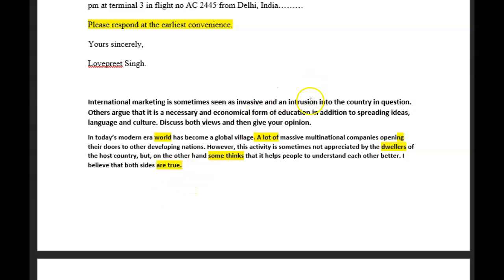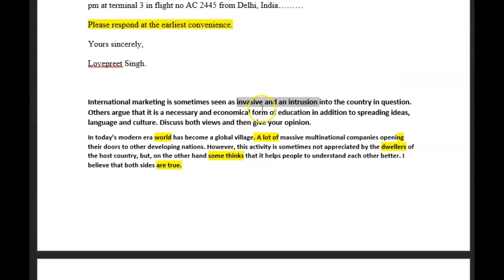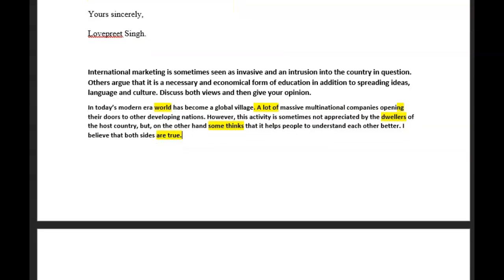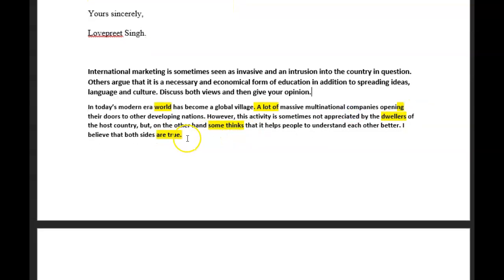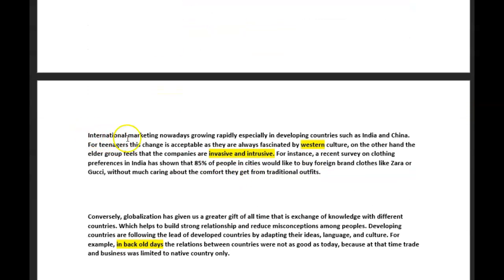Now, here we're talking about invasive and intrusion, and you need to acknowledge that in this introduction. So you need to be a little bit clearer about where you're going and show the examiner that you understand the task, which is not clear from this introduction. So task achievement is worth 25% of the marks here, and it's really important to try and get this right. It's not a huge problem. We can help you.